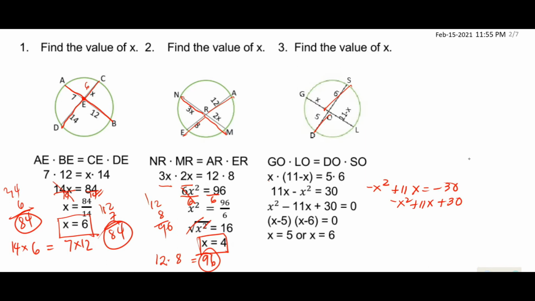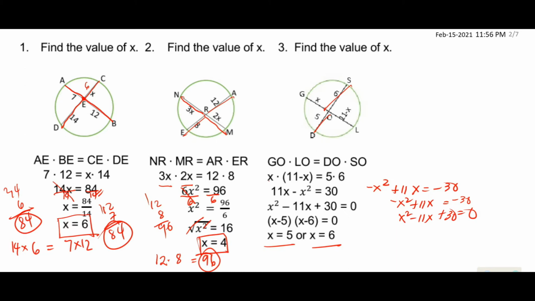Then, eto kasing dalawa, bago to nilipat si 30. Bago nilipat si 30, eto ay ginawa na niyang positive, tapos ginawa niya tong negative. Tsaka niya nilipat si 30. Kaya yan, naging ganyan. And then, by algebra, ayan. So, we have x minus 5 and x minus 6. So, the values of your x is x equals 5 and x is equal to 6.